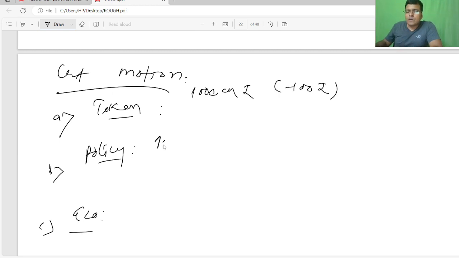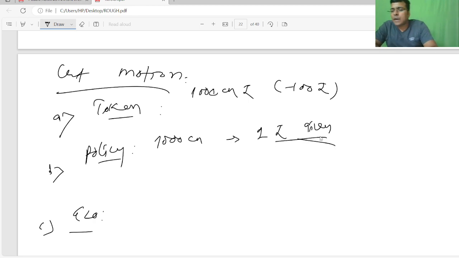Policy cut: 1000 crore is sanctioned, and parliament gives 1 rupee. That means it outwardly rejects the policy. In a token cut, only 100 rupees is cut. That means it approves, but shows its displeasure. Economic cut: when the demand is 1000 crore, it gives 500 crore, deducting 500 crore. This is an economic cut.